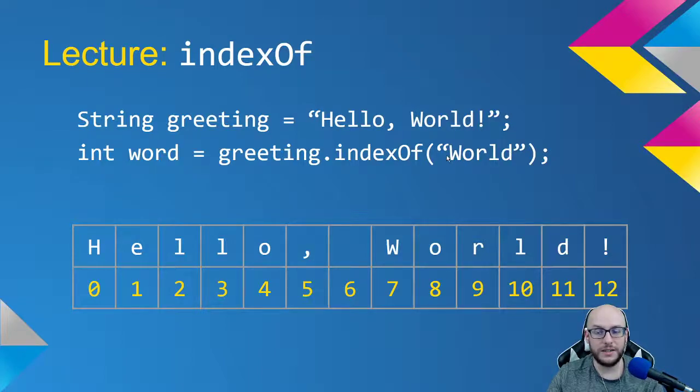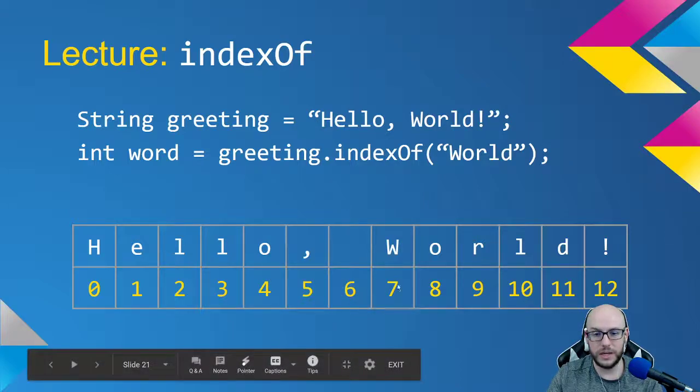Because we can pass in an entire string, it means we can look for multiple characters at the same time, right? Here we're looking for world inside of greeting. Well, world appears at index 7. Okay, one thing that's interesting is, am I going to get 7 or am I going to get 11? The answer here is 7. It is the index at which it occurs, right?